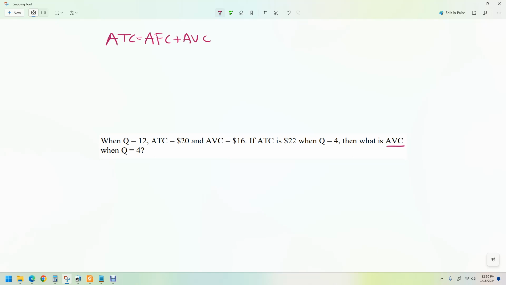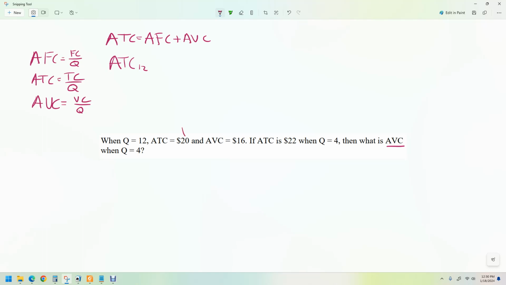All of our average functions: average fixed cost is going to be fixed cost over quantity. Average total cost will be our total cost over quantity, and average variable cost will be our variable cost over quantity. In other words, every time you're averaging anything, we're just dividing by the quantity. Okay, so let's do the quantity at 12. Average total cost when the quantity is at 12 is often written like this, with subscript 12.